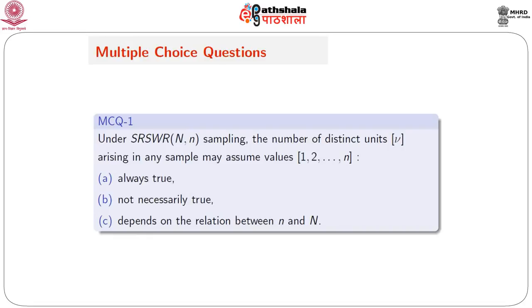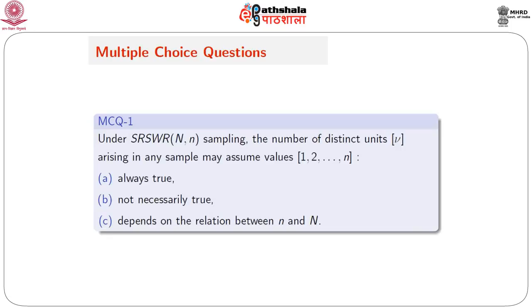Under simple random sampling with replacement, capital N, small n, the number of distinct units nu arising in any sample may assume the values 1, 2, and so on until small n. Is it always true? Not always true, or does it depend on the relation between small n and capital N?